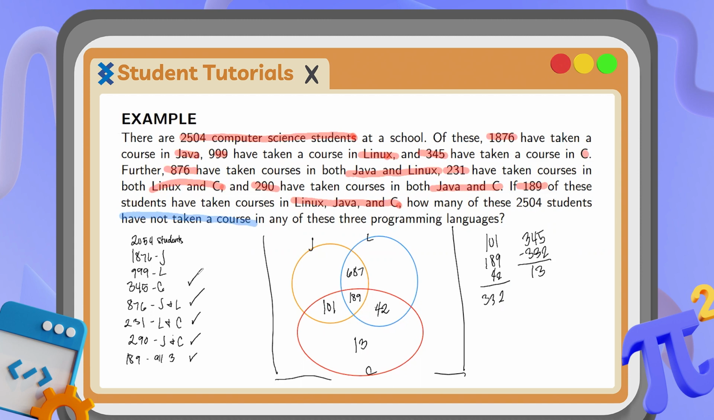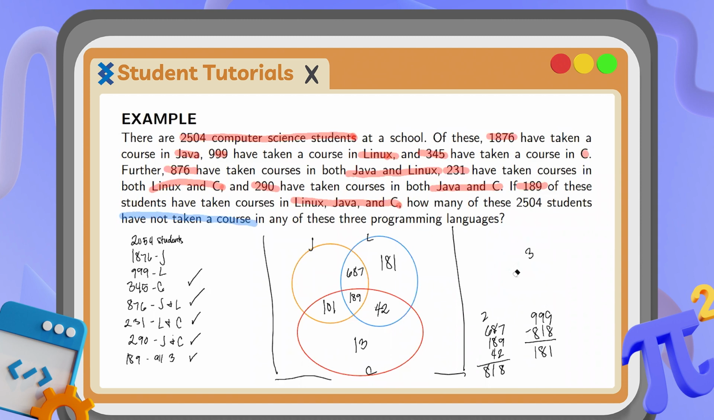So we're done with this one. Now let's proceed to those that took Linux only. In that case, that would be 687 plus 189 plus 42, which would result in 818. So 999 minus 818 would result in 181 students that took Linux only.